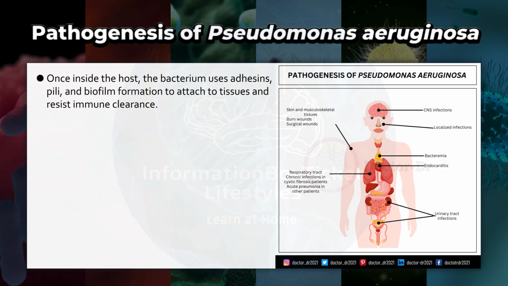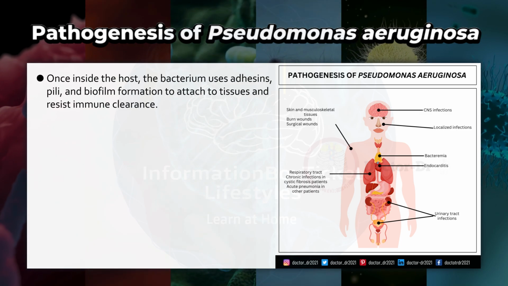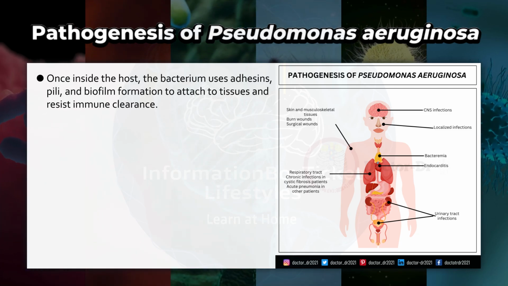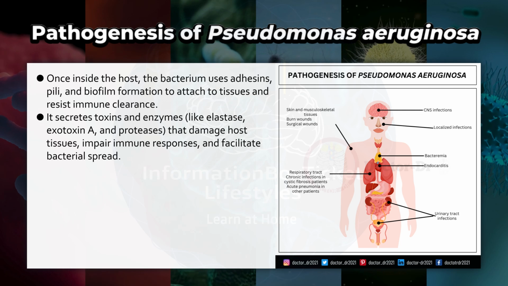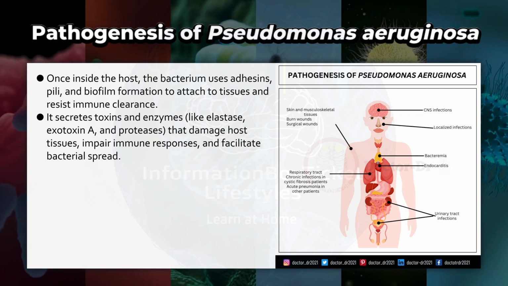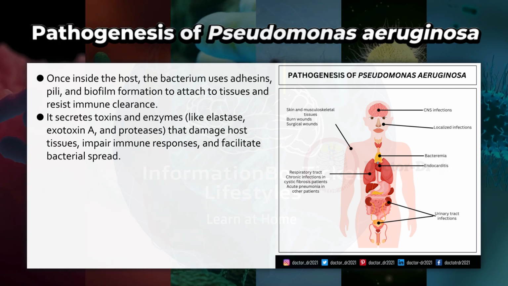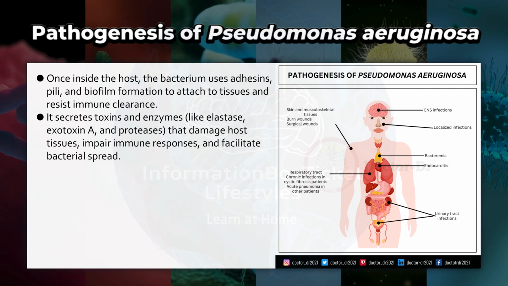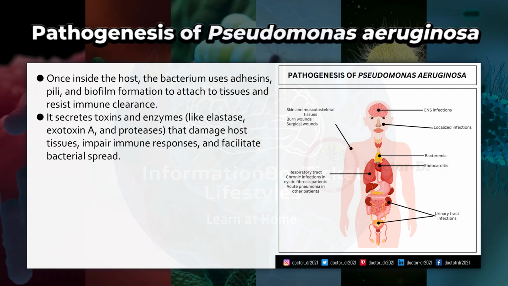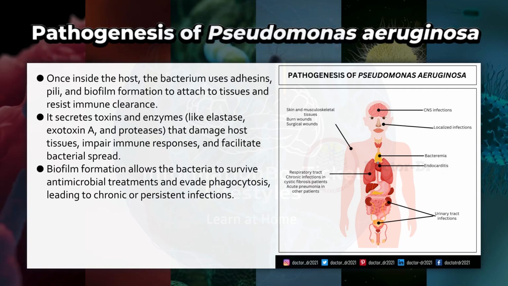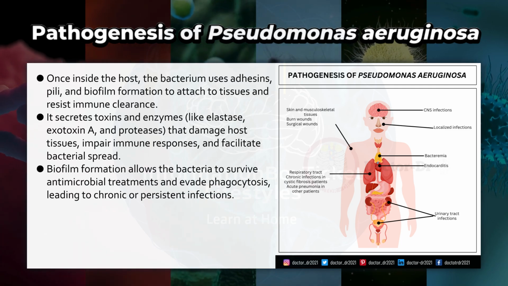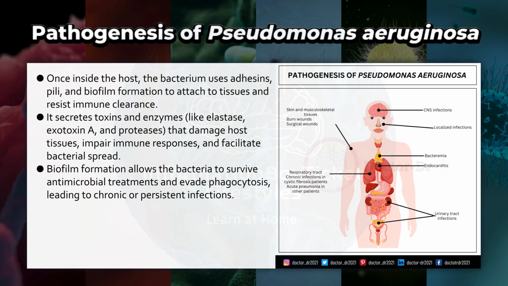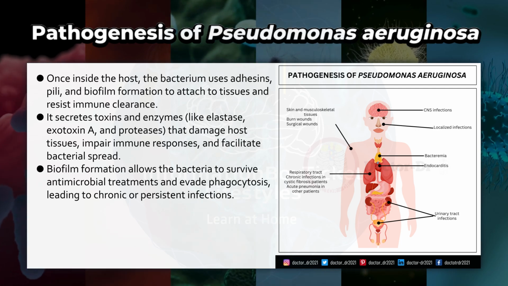Once inside the host, the bacterium uses adhesins, pili, and biofilm formation to attach to tissues and resist immune clearance. It secretes toxins and enzymes, like elastase, exotoxin A, and proteases, that damage host tissues, impair immune responses, and facilitate bacterial spread. Biofilm formation allows the bacteria to survive antimicrobial treatments and evade phagocytosis, leading to chronic or persistent infections.